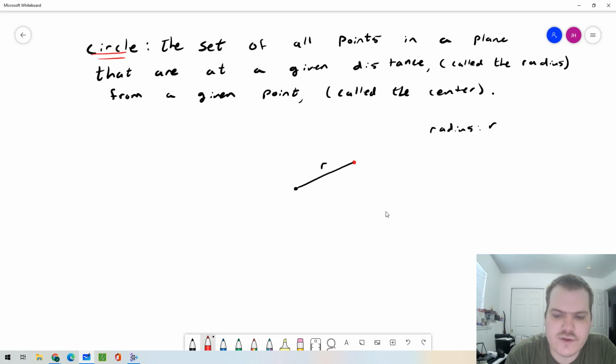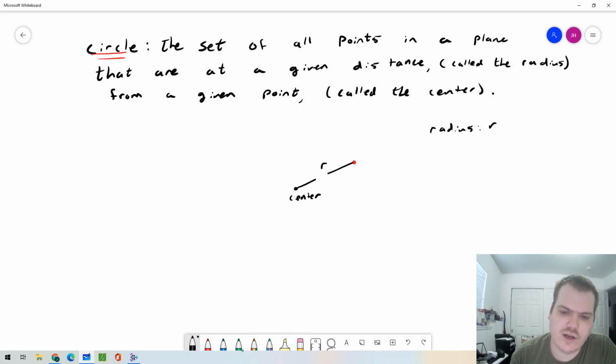And in fact, even the center is not part of the circle, because the center is not a given distance from the given point. If I let this be my center right here, the center is actually zero distance from the center because it is the center. So I've got no distance there. And if I pick, say, this point right here, that would have some distance from the center, but it's not a distance of r. So that point would not be on the circle either.